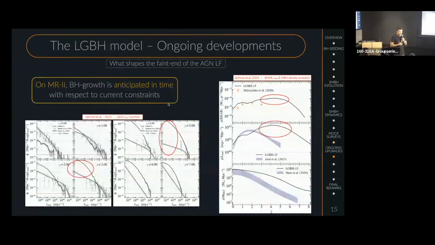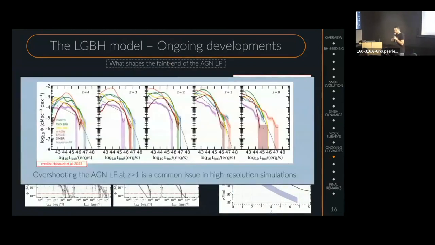One of the nicest applications of this model, I think, is that since they are so flexible and fast, they can be used to actually test physical prescriptions on very large volume and in a consistent way. So here I'm showing an over-prediction of the luminosity function at the faint end, especially at high redshift, which is something that happens in simulations, as Melanie recently summarized. So it's a known issue, but here with this model, we can actually start to say something or explore why this happens.